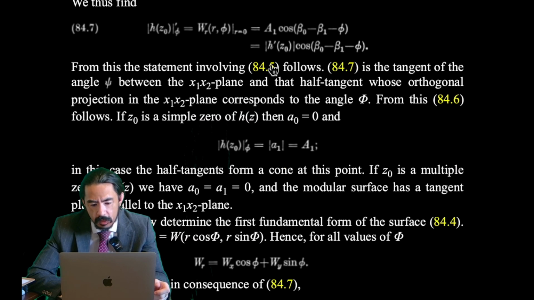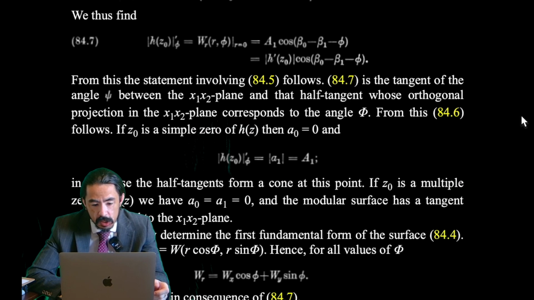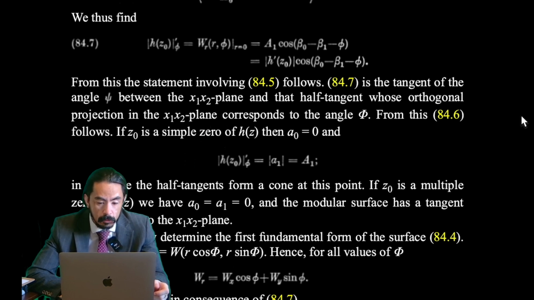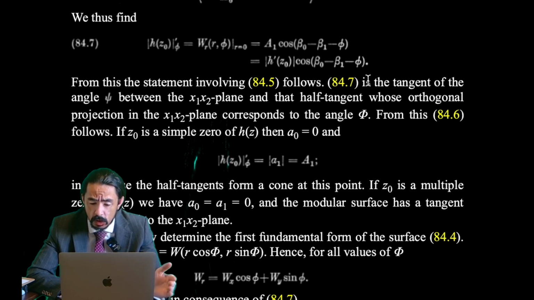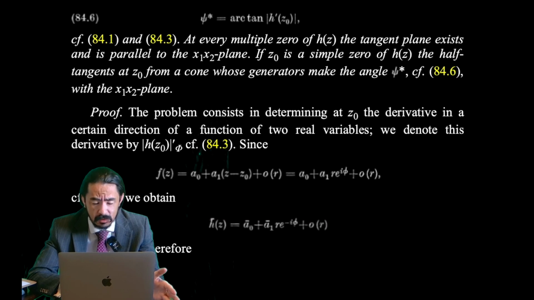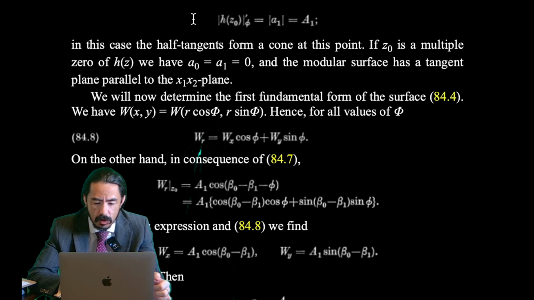From this, the statement involving that follows. What I just read, as far as the modulus of h evaluated at z naught, then prime sub phi, this is the tangent of the angle C between the x1, x2 plane and that half tangent whose orthogonal projection in the x1, x2 plane corresponds to the angle phi. From this, the other expression in the statement of the theorem follows, the one that is for C star.